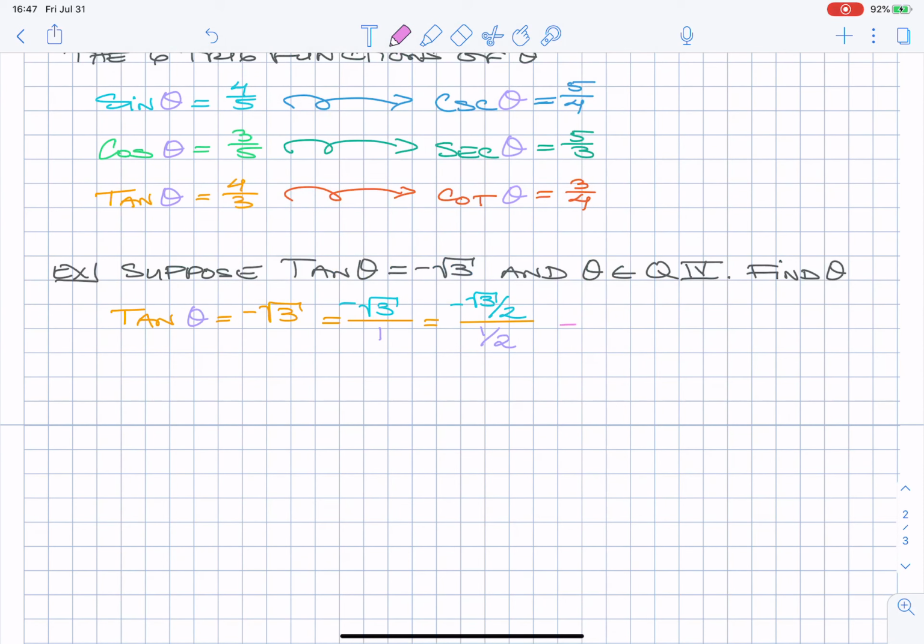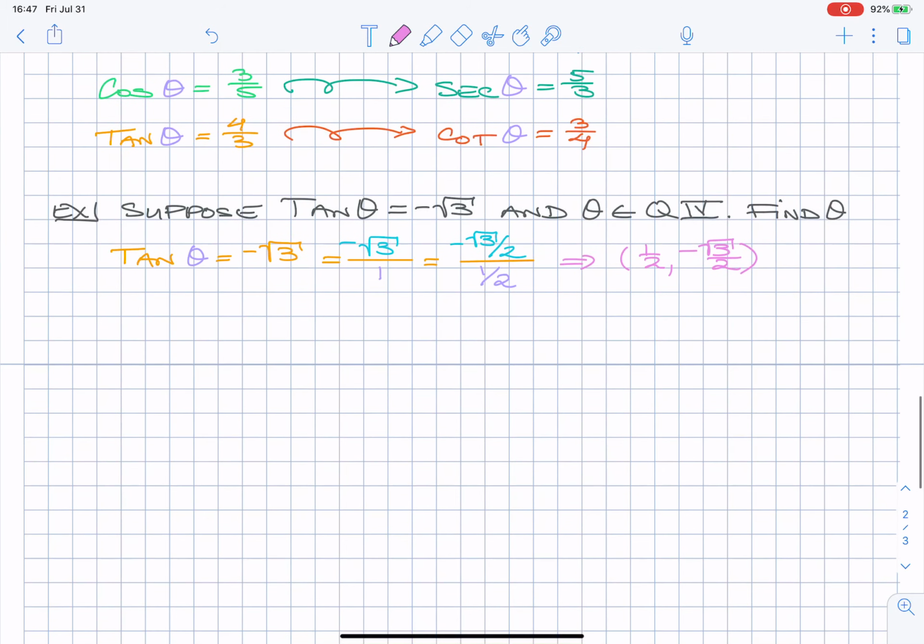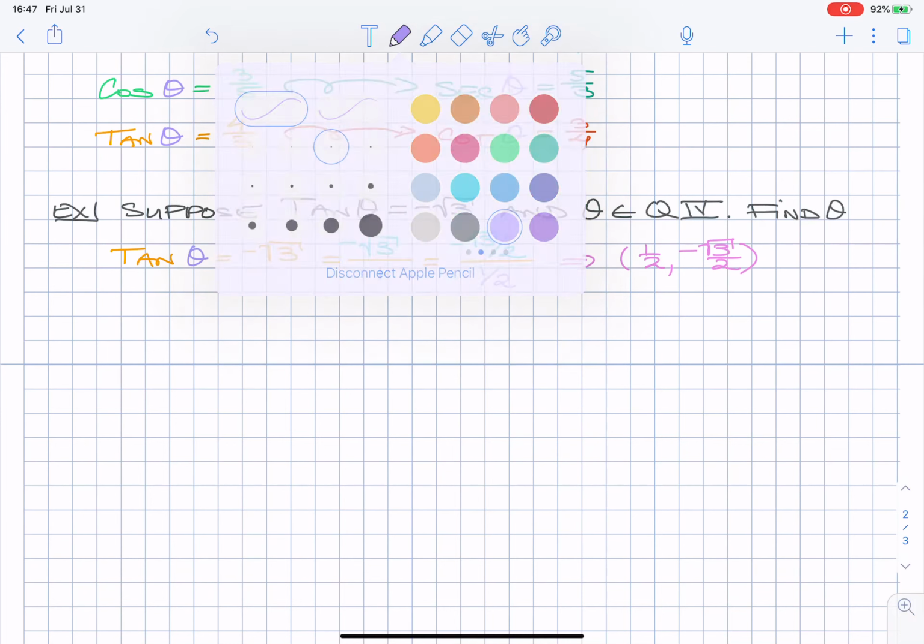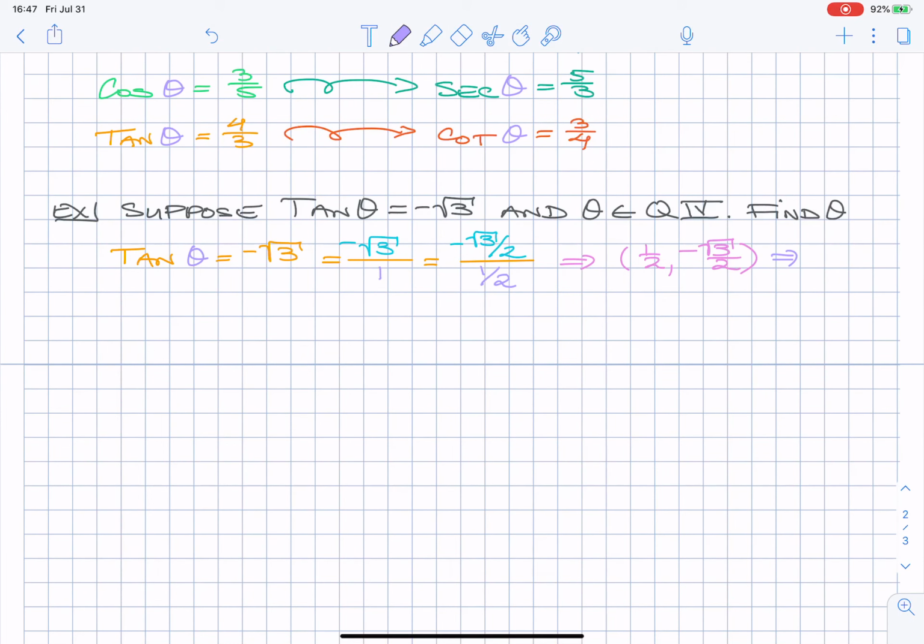But now I know that this is the point. What point is this? This is the point where x is 1/2 and y is negative root 3 over 2. And that is indeed in quadrant 4. Okay, so what is the angle that corresponds to that? Well, if the x is shorter and the y is longer, that means that it's a 60-degree reference angle. But since I'm in quadrant 4, I'm at 5 pi over 3. Remember, 1 pi over 3 is 60 degrees. And 2 pi is full circle, which would be 6 pi over 3. So 1 pi over 3 shy of that is at 5 pi over 3.